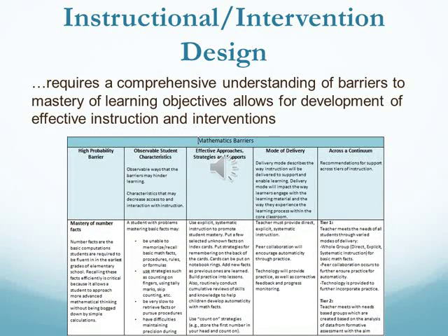As discussed during the Tier 2 module, the design of any intervention requires a comprehensive understanding of the learning barrier. For example, if the student's understanding of key mathematical vocabulary is a barrier, then explicit pre-teaching of vocabulary should be included with the instructional design. Again, this document is located in the Resources section of the module. It is a tool to assist the identification of common mathematics barriers, as well as the observable student characteristics, effective approaches, strategies, and supports to address the barriers, as well as examples for delivery of instruction across the continuum of support.